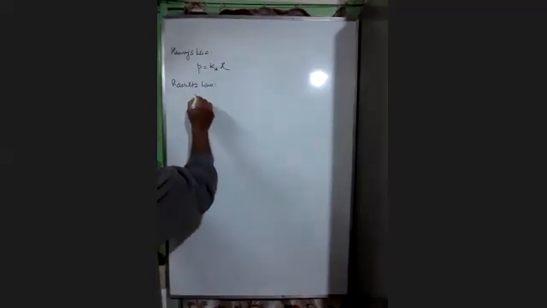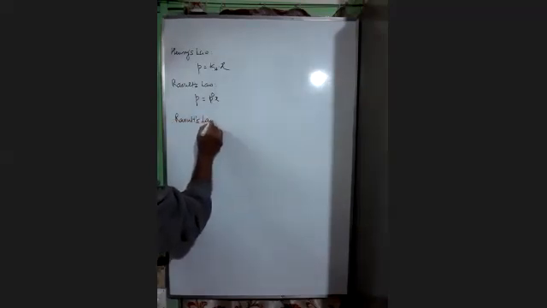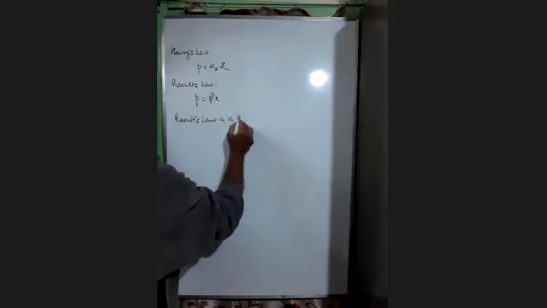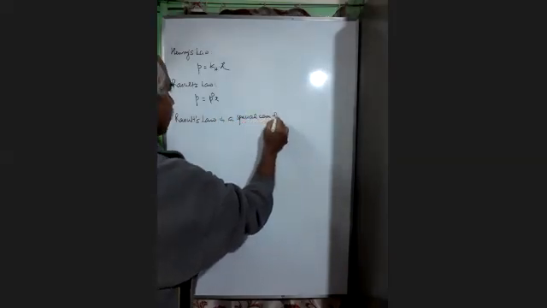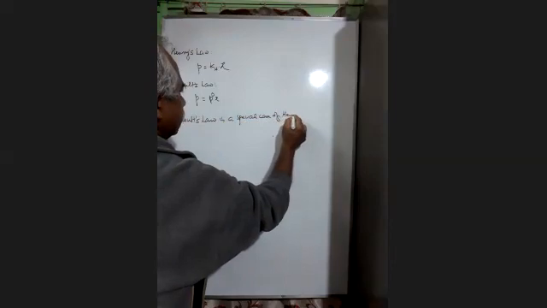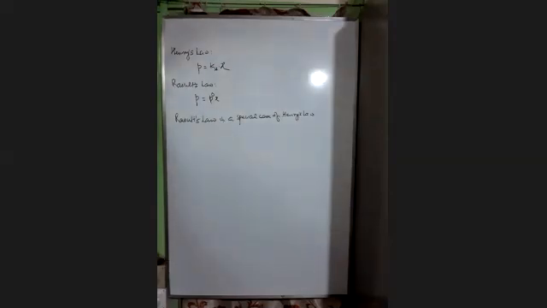So it is like this: P is equal to P0 and chi. Now it says that Raoult's law is a special case of Henry's law. So it's very interesting.